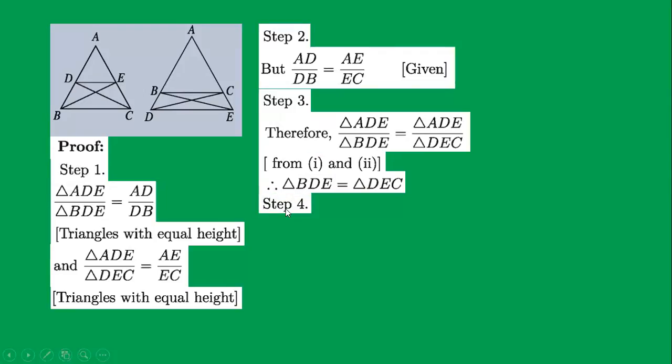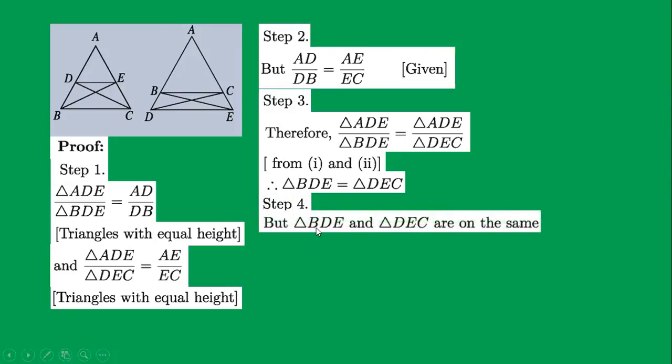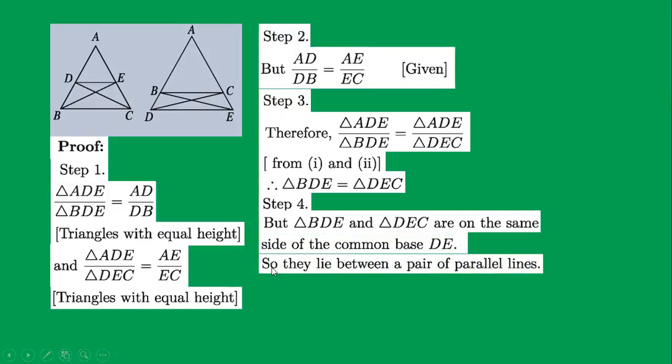Step 4. But triangle BDE and triangle DEC are on the same side of common base DE. So they lie between a pair of parallel lines. That means BC and DE are parallel, hence proved.